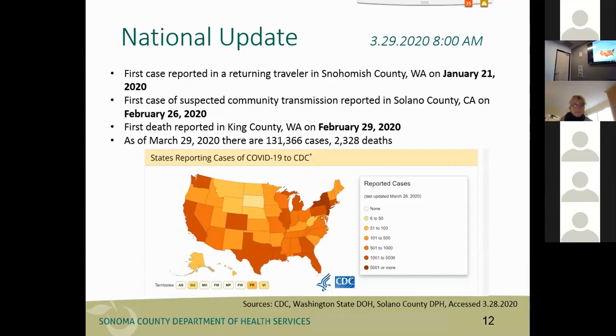And this at the bottom is the CDC graph showing the reported cases by state. And this also just shows how heavily New York is impacted with 5,000 or more cases.